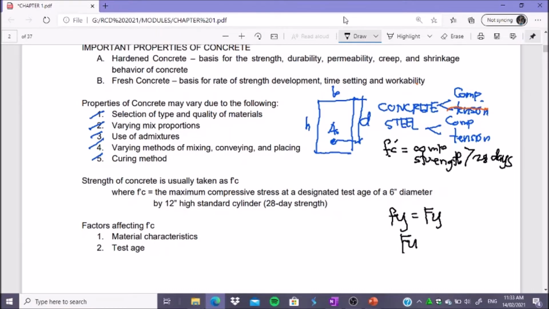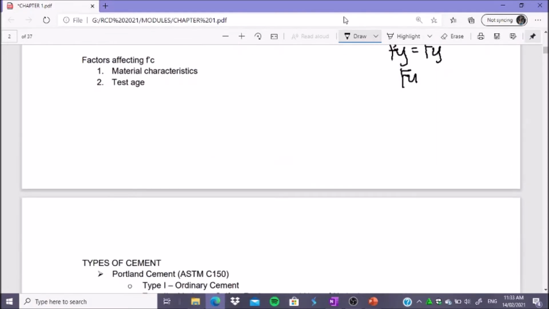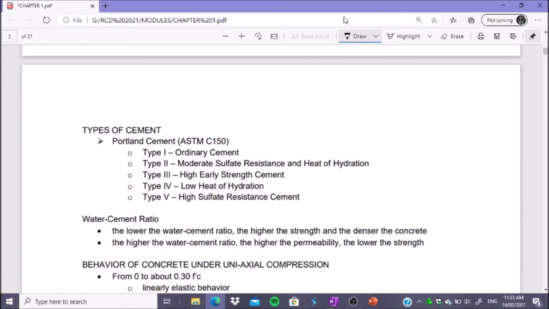Now, here in RCD, before we start with our main lecture, we need to know the behavior of concrete and some other important concepts and topics to be taken up before we start with the design or analysis, especially these terms.